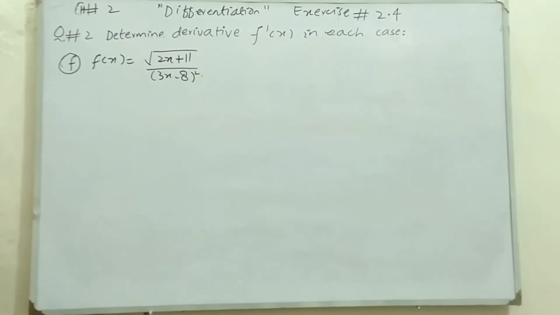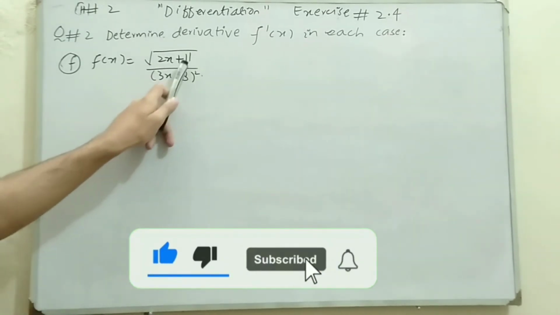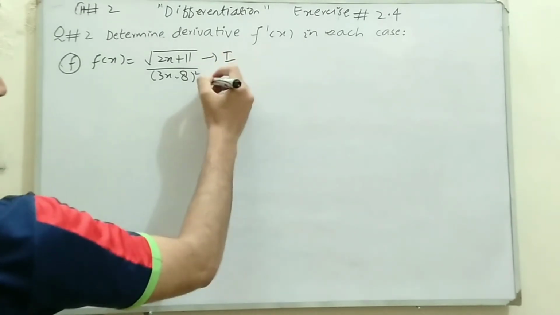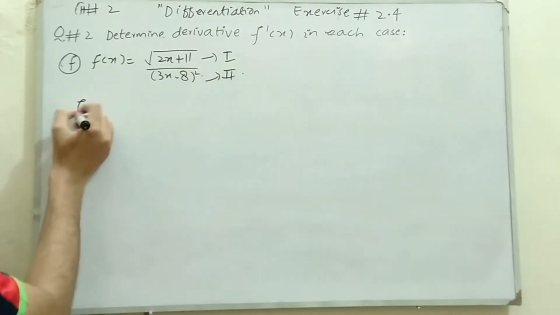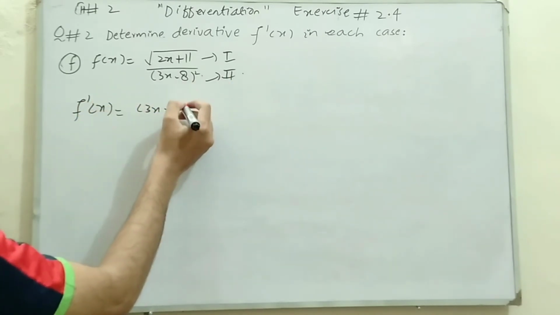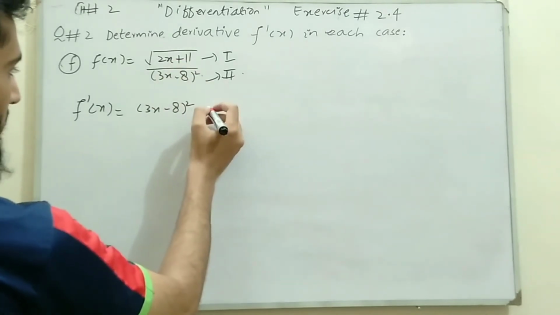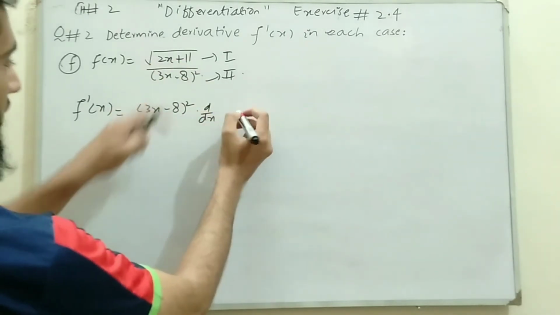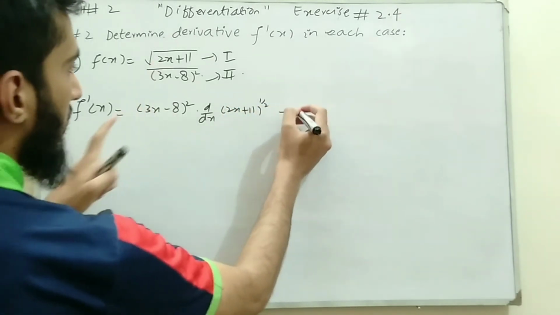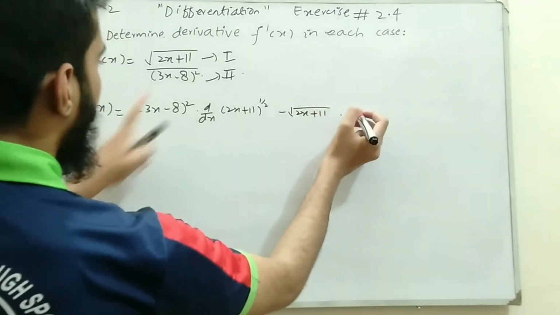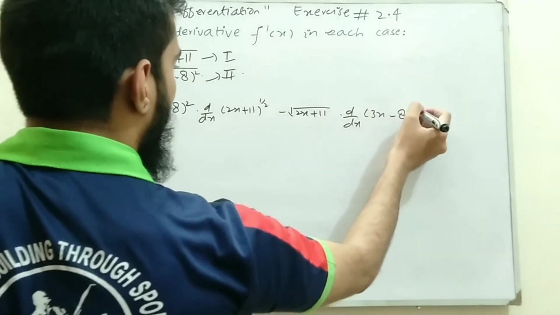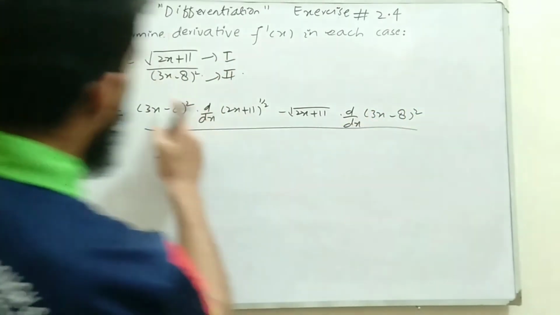Now move to part number F. A function f of x is equal to 2x plus 11 under the root divided by 3x minus 8 whole square. Let's suppose this is first function and let's suppose this is second function. Now we use the formula for the derivative, f prime of x will be equal to a second function. We use the quotient rule formula. Second function, derivative of this function d by dx of, we can write it 2x plus 11 power 1 over 2, minus this function 2x plus 11, and derivative of this function according to the general quotient rule, 3x minus 8 whole square divided by this function whole square.